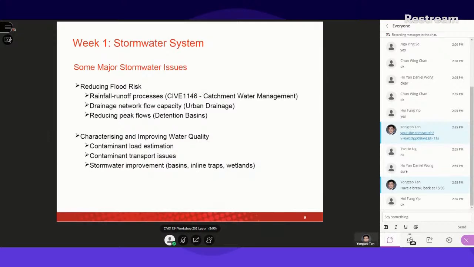Stormwater. Here are some major stormwater issues, for example, reducing flood risk, the rainfall runoff process, which was introduced in catchment water management, the drainage network flow capacity, and the urban drainage system. Reducing the peak flow means using detention basins.